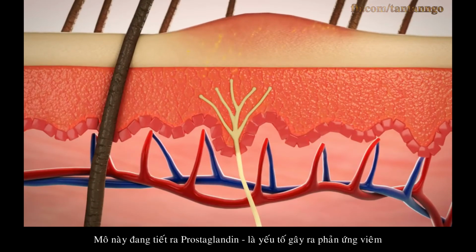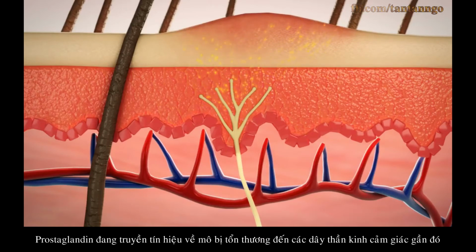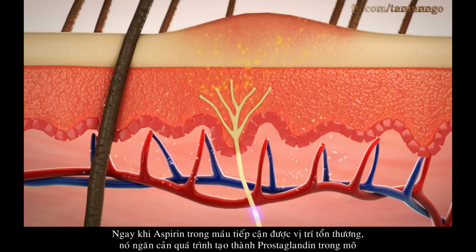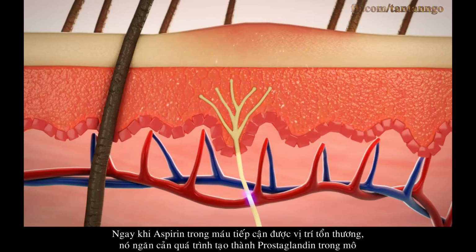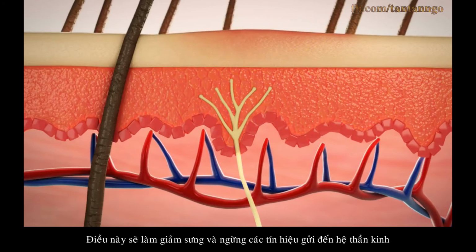Tissues in the skin are creating prostaglandins, which are causing inflammation. The prostaglandins are sending messages to the nerves in the skin responsible for the sensation of pain. Once the aspirin arrives in the blood supply at the site, it prevents the production of prostaglandins in the tissue, which will reduce the swelling and stop the messages being sent to the nerves that are perceived as pain.